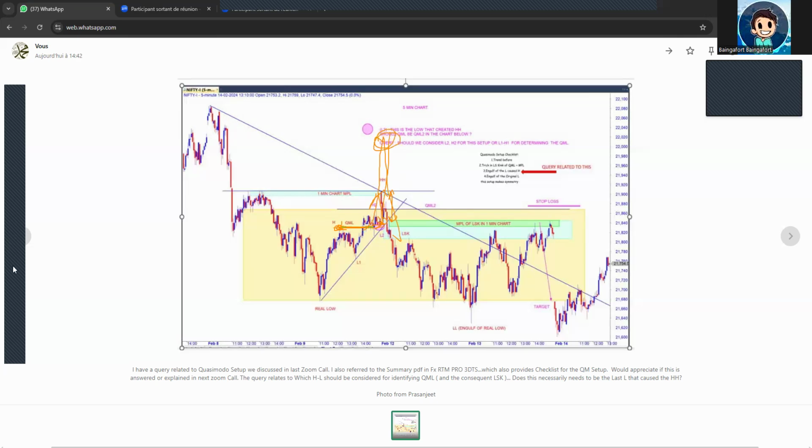So for the Quasimodo level here, for me, I will take from where I can change the color here. What is that? Okay, why can I not change the color? Okay, they don't give me another color here.